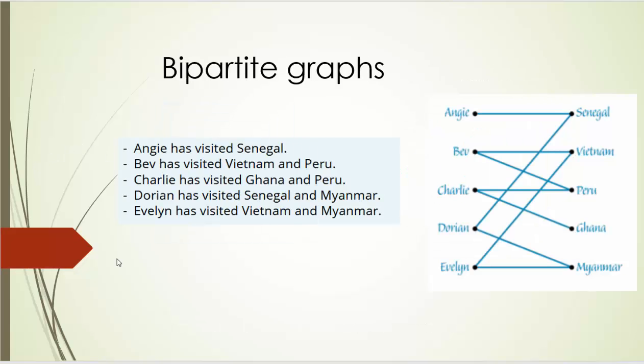Now, this is a bipartite graph. Bipartite in the sense that it has two parts. On the left is a list of people, on the right is a list of countries, and the lines join up where somebody has visited a country. So Angie has visited Senegal, Bev has visited Vietnam and Peru, and so on. So that's just introducing you to a new form of graph called the bipartite graph.